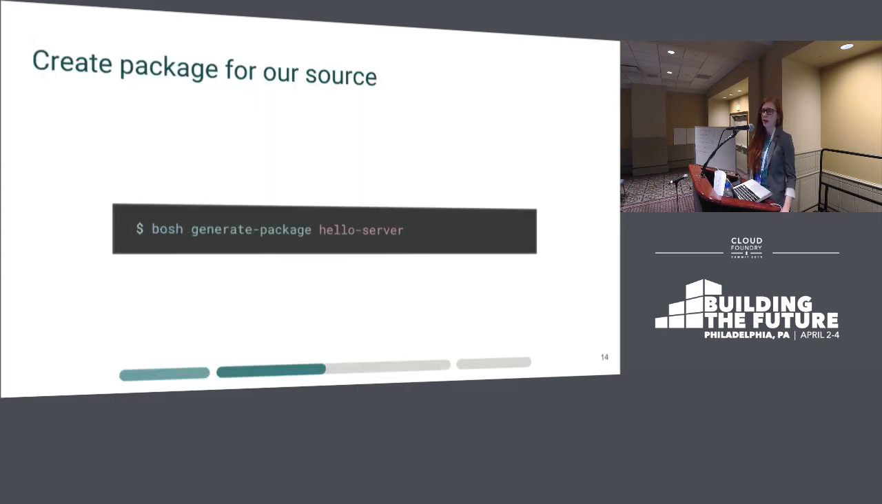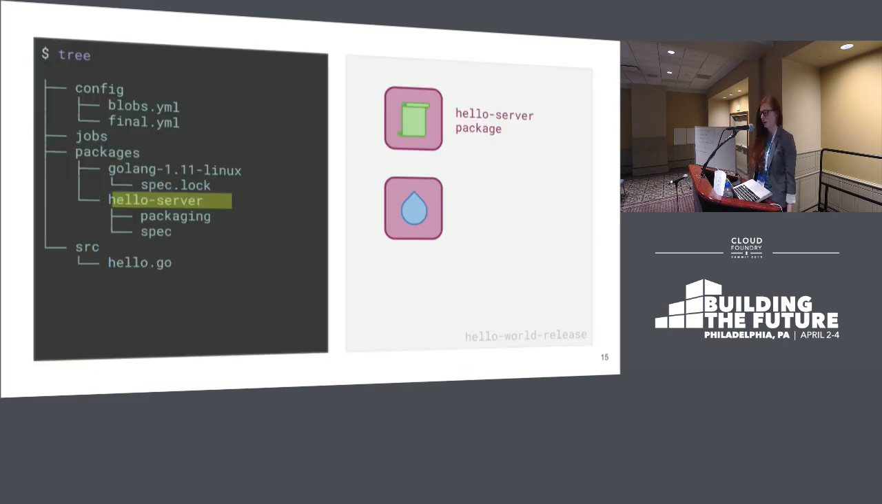So now that we've got a dependency here that we'll eventually use, we need another package for our source code. And this is so we can tell BOSH how to actually compile and build the source code so we can run it later. Again, we'll use the CLI to scaffold this package out. We can say bosh generate-package, and we'll call this hello-server. Okay, so now we have two packages that we're dealing with. We have the hello-server package I just made, and we have that other Golang one, the one below it, still.